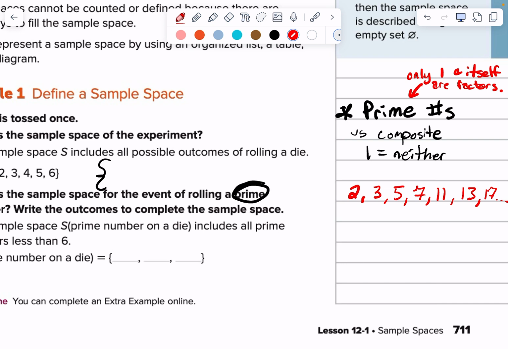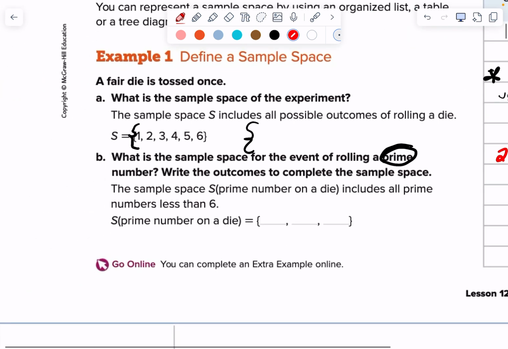So anyway, prime numbers. Remember that for your homework assignment. Prime is this list and it continues on, but 1 is not a prime or composite number. Okay, remember that. So we want to know, rolling a dice, what's the sample space of rolling a prime number on a dice?